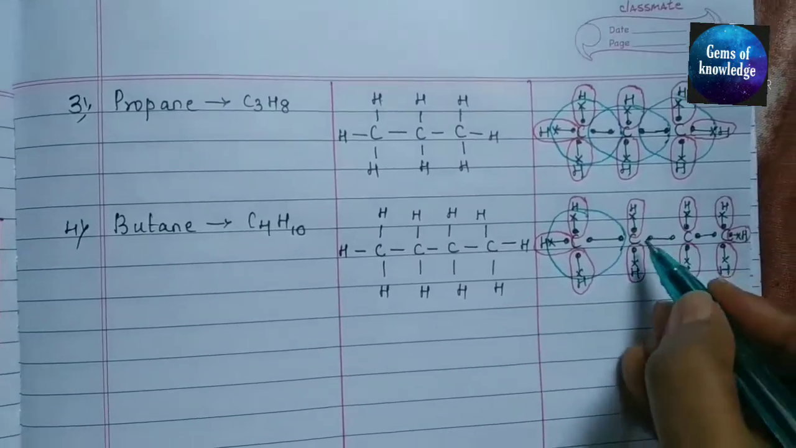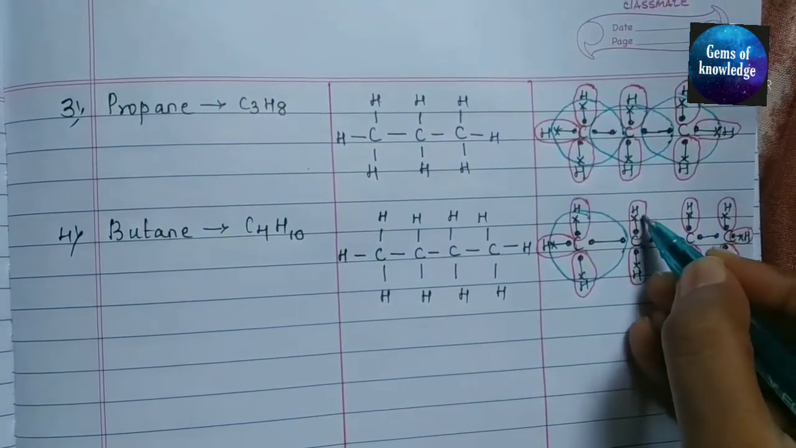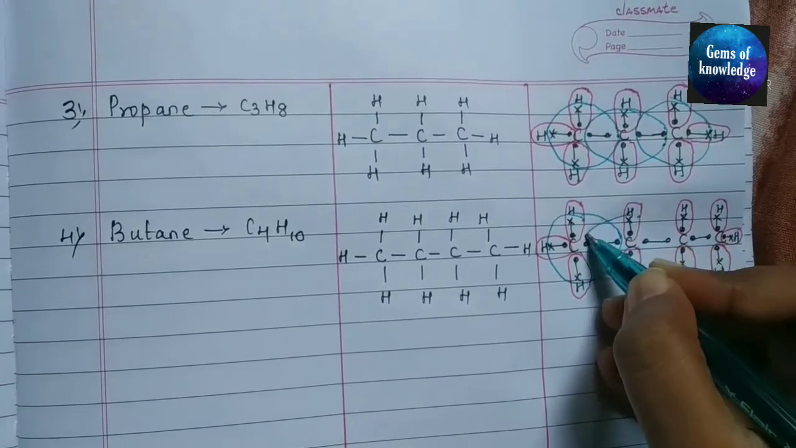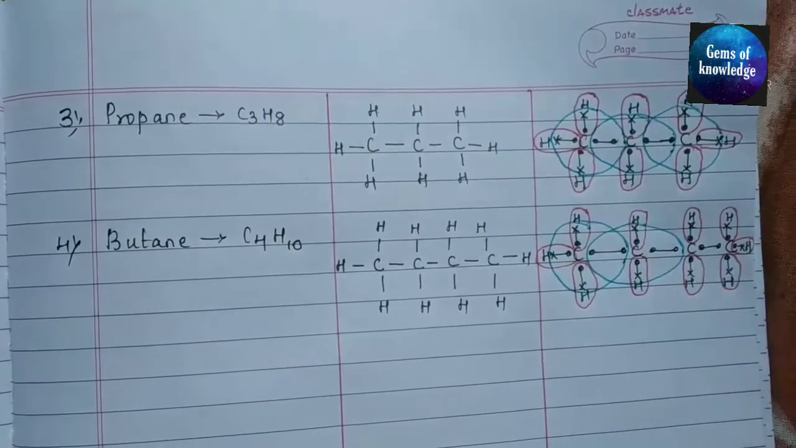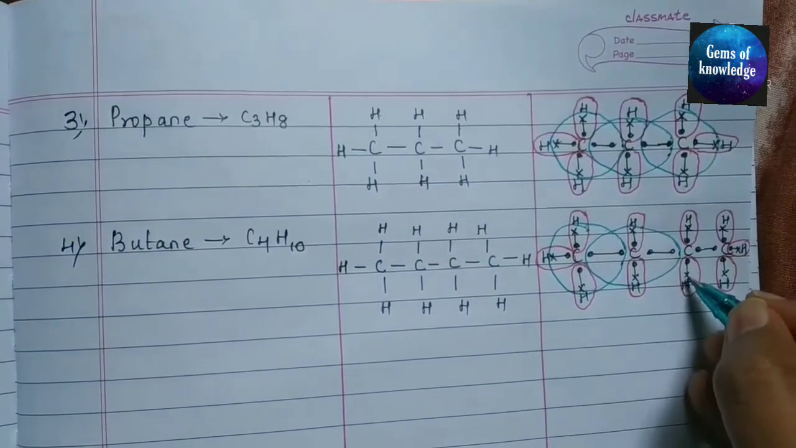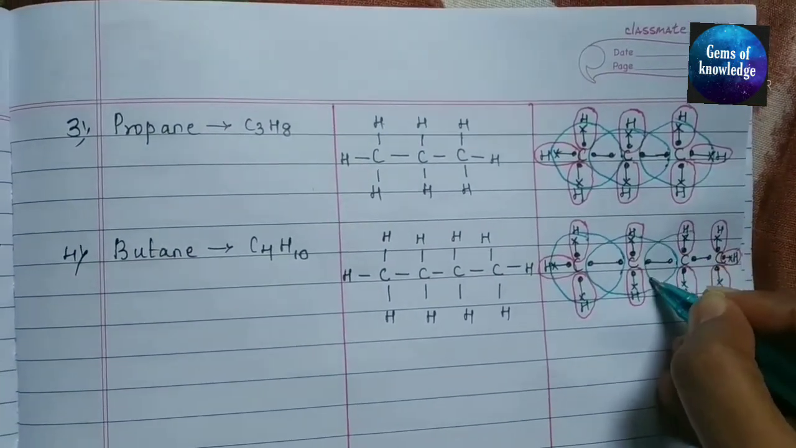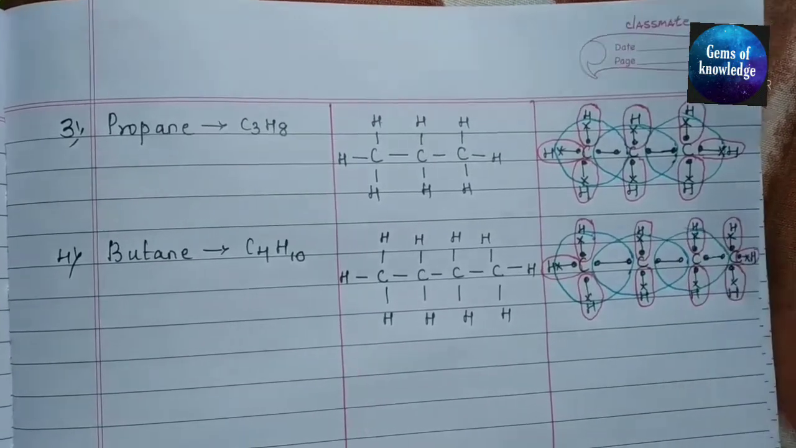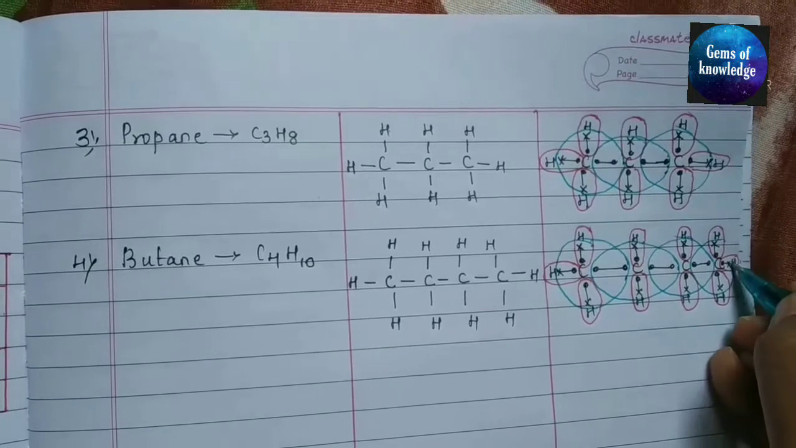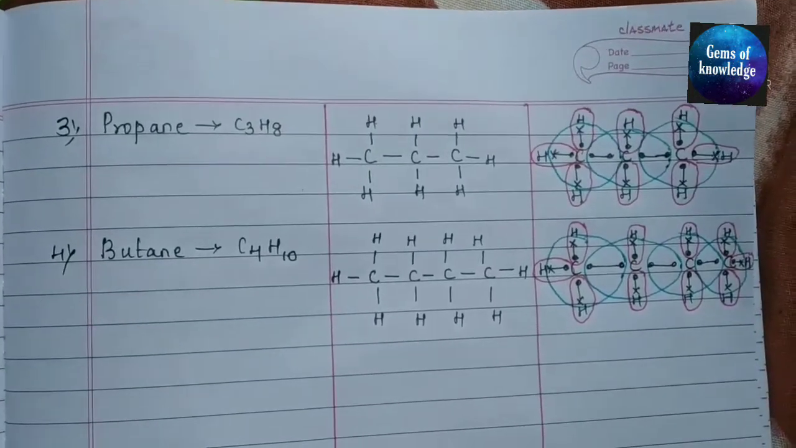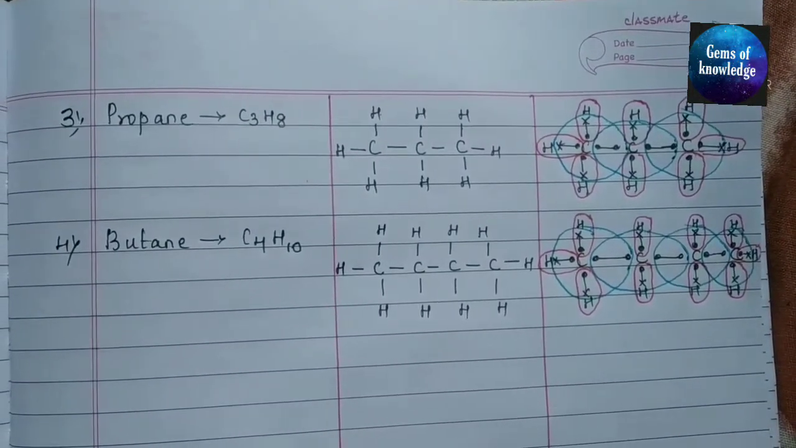Okay, next here also for this carbon it is 1 2 3 4 5 6 and 7 8. Here 1 2 3 4 5 6 7 8. Then for the last one 1 2 3 4 5 6 and 7 8. So this is the electron dot structure for butane.